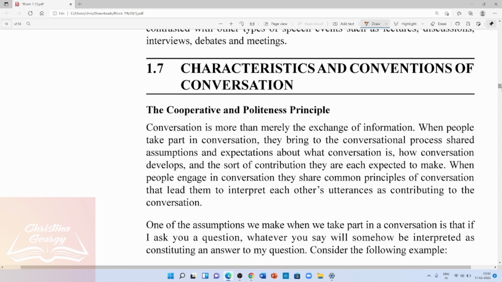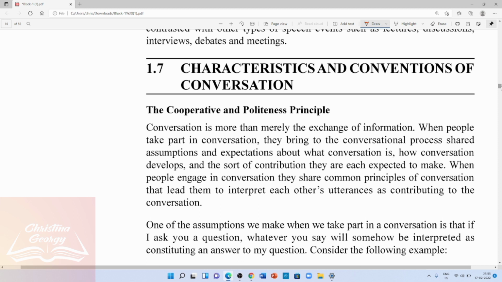See, native speakers learn naturally as part of their growing up in the society and follow these rules in their conversation with other native speakers. While analyzing the characteristics and conventions of conversation, the most important aspect is the cooperative and politeness principle. See, when people take part in conversation, they bring to the conversational process shared assumptions and expectations about what conversation is, how conversation develops, and the sort of contributions they are each expected to make.